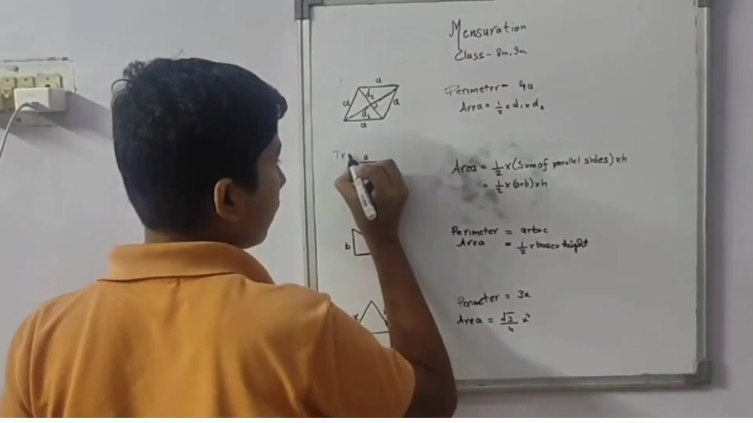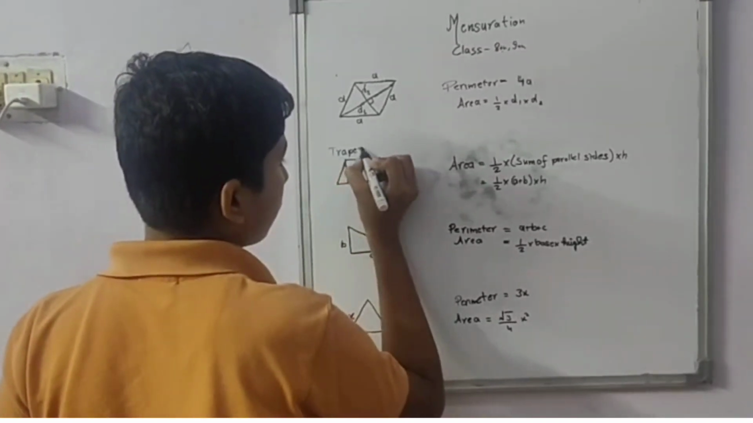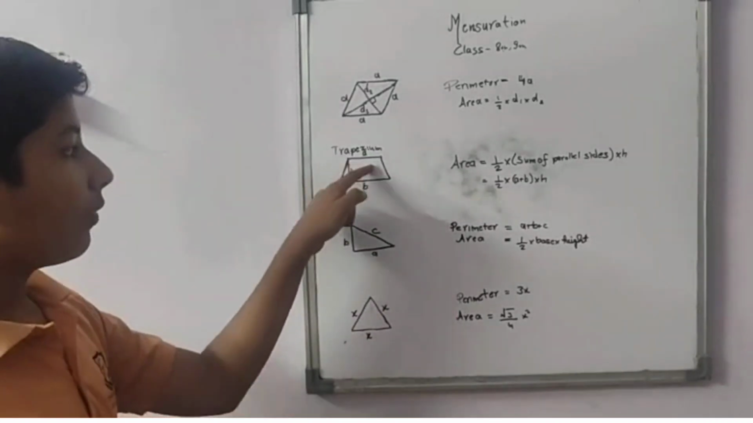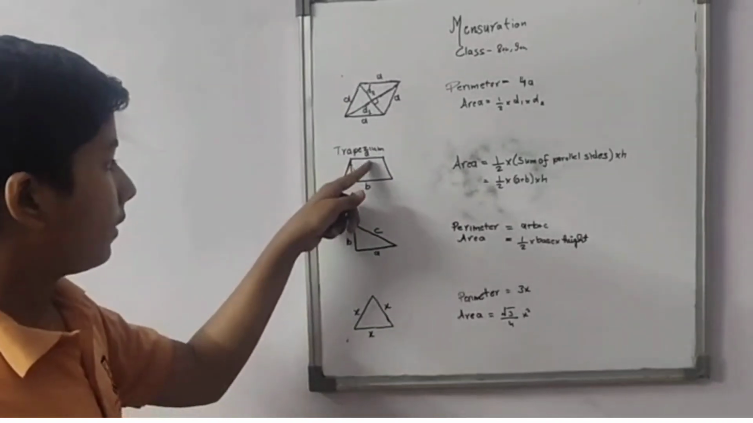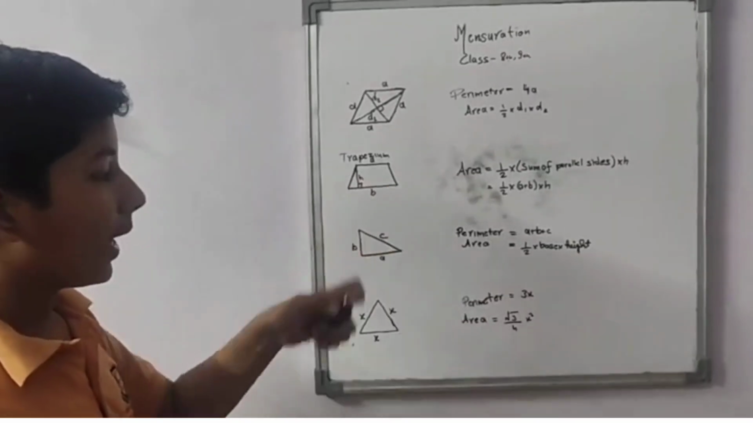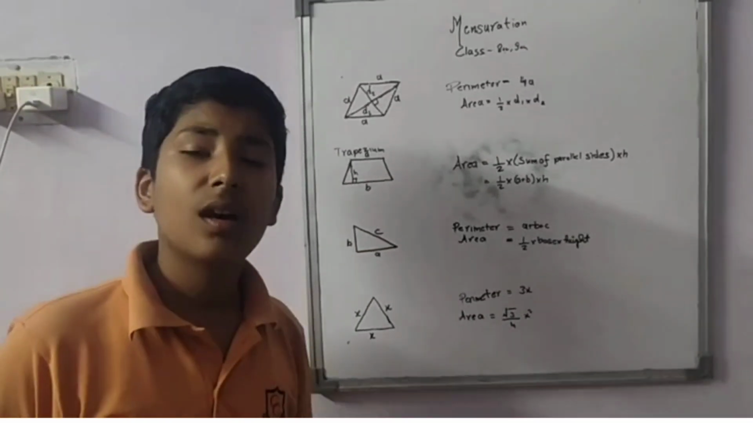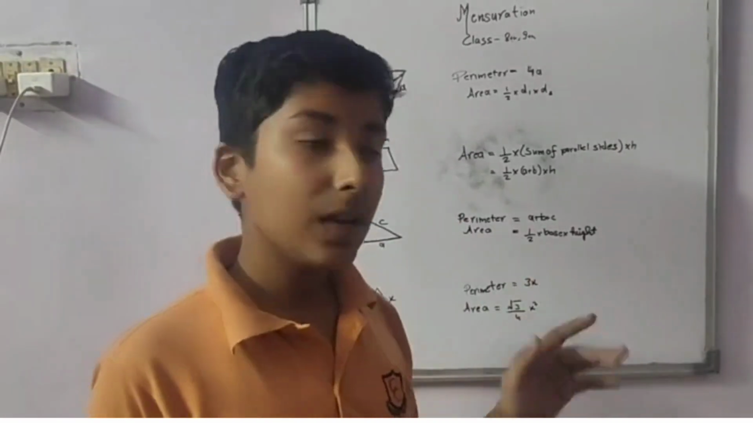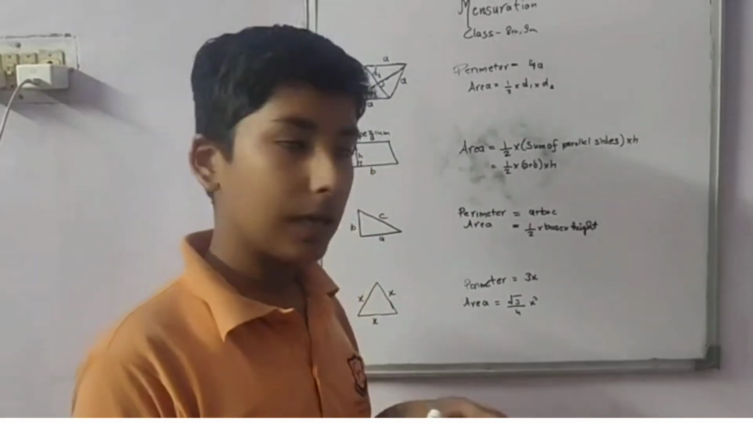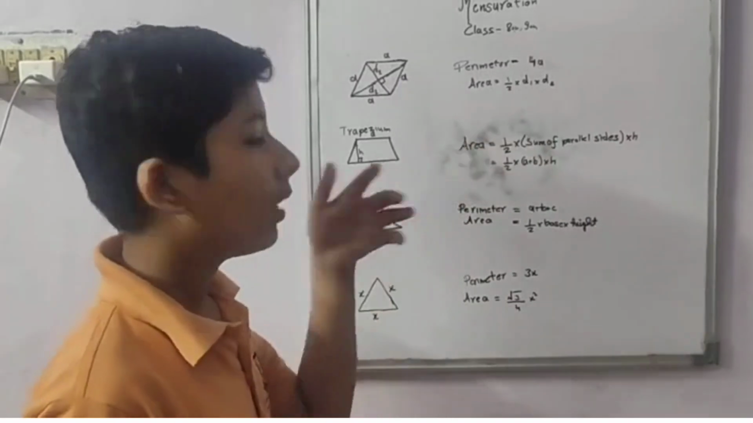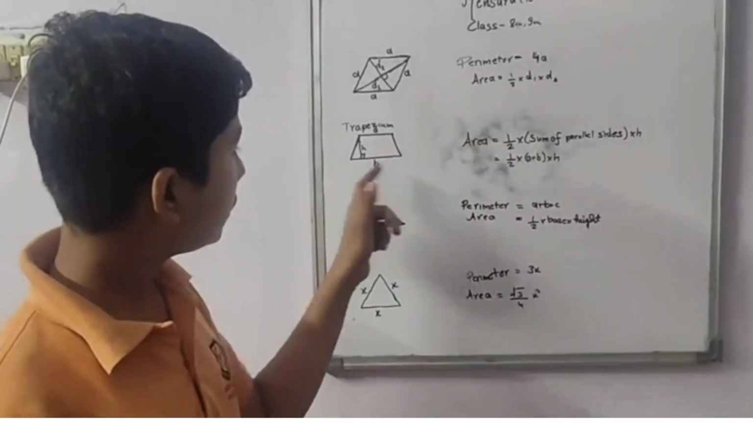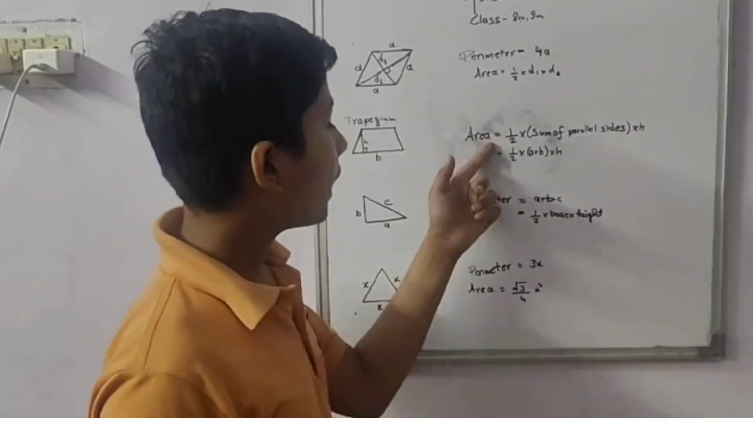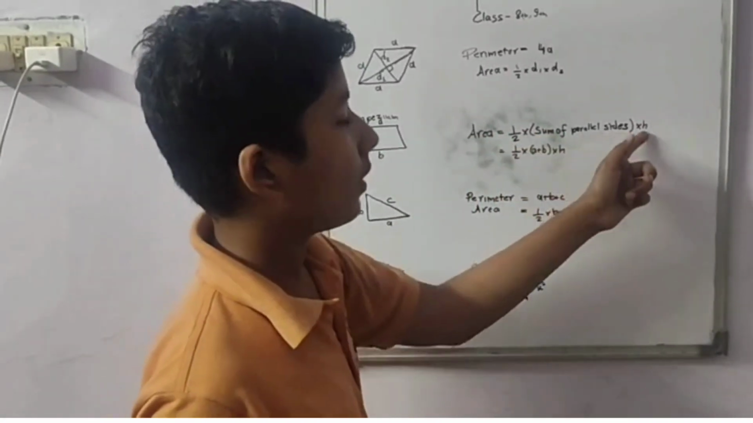This is a trapezium. This above side, let us assume it as A, this one as B, and height as H. There is no requirement of perimeter in it, so we will only use area. If you want perimeter, just add all the sides. Now let's come to area. Area is half into sum of parallel sides into H.